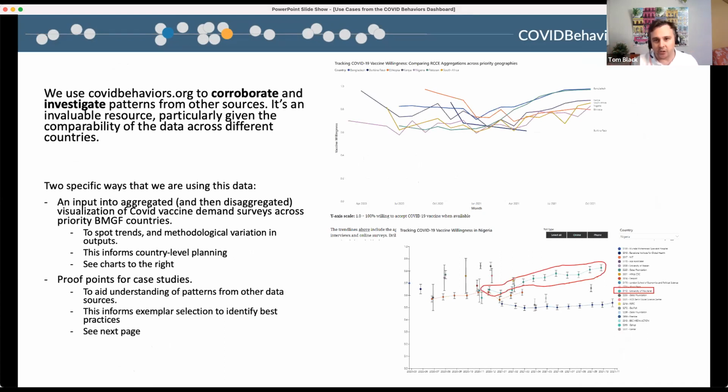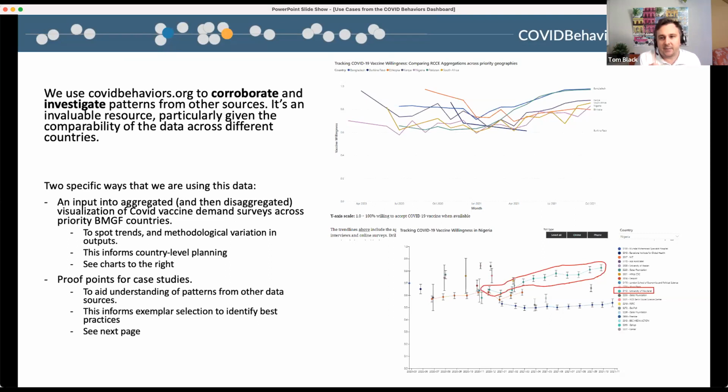We have a set of priority countries within the foundation where we're focusing on much of our COVID vaccine delivery and uptake work. And we're trying to aggregate all of the relevant vaccine willingness data in these countries that we can get our hands on. The chart at the top shows how these data have been aggregated into trend lines over time for each of these countries, tracking what we have in terms of willingness. And the COVID behaviors data is obviously a crucial input into that aggregation, as are other sources like the collective service dashboard, some of the UNICEF data that Helena was referencing before.